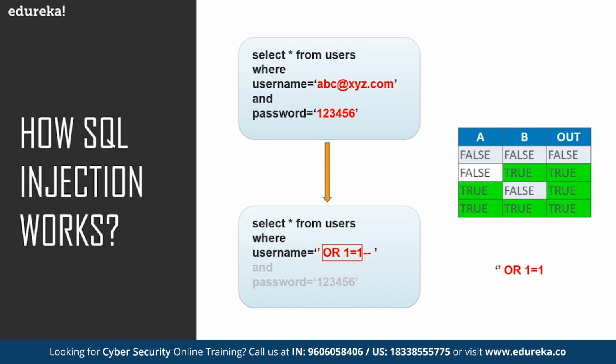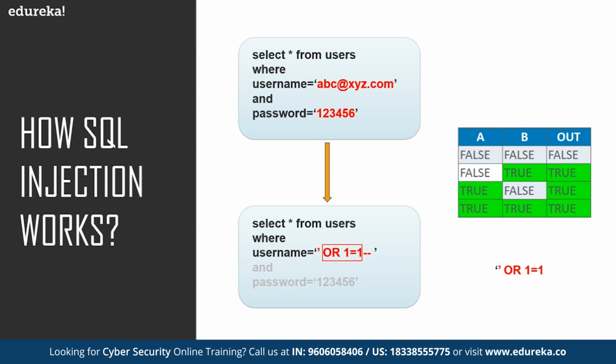Now if you see this, there are two inputs. There's the OR function and there's one input on the left hand side and one input on the right hand side. What we are interested in is the statement to the right hand side of the OR function, that is 1 equal to 1. Now this is a statement that will always return true because 1 is always equal to 1.